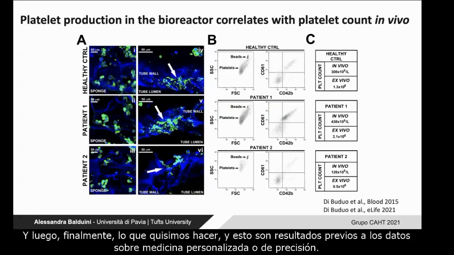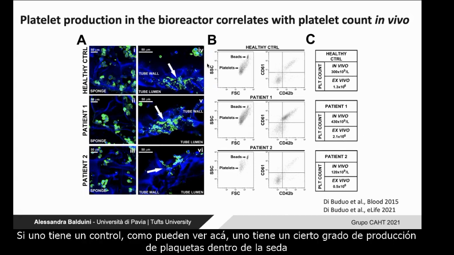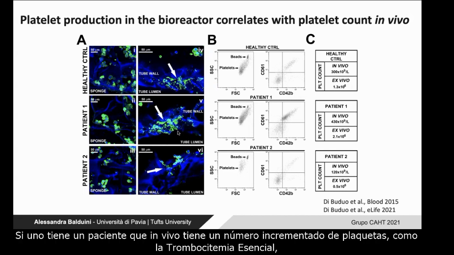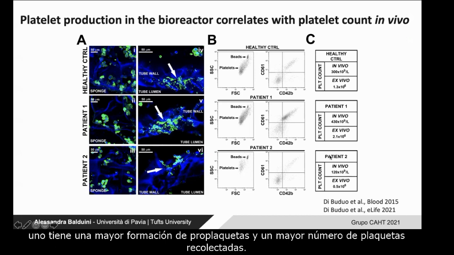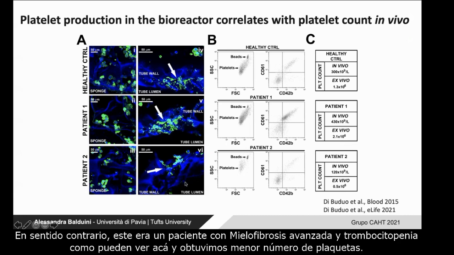This work is carried on by Carolina with Christian and Alberto Bocconi, who is another PhD student in my lab. And then finally, what we wanted to do, and this is preliminary to the data, I will show you our new data about the precision medicine patient. We wanted to use this system to mimic the phenotype of patients in terms of platelet production. If you have a control, as you can see here, you have a certain production of proplatelets inside the silk, and then you can collect a certain number of platelets. If you have a patient that in vivo has an increased number of platelets, such as in essential thrombocythemia, you have an increase in proplatelet formation, and then an increase in the collected platelets. And at the opposite, this was a patient with an advanced grade of myelofibrosis, and he was thrombocytopenic, as you can see here, and we were able to collect fewer platelets.